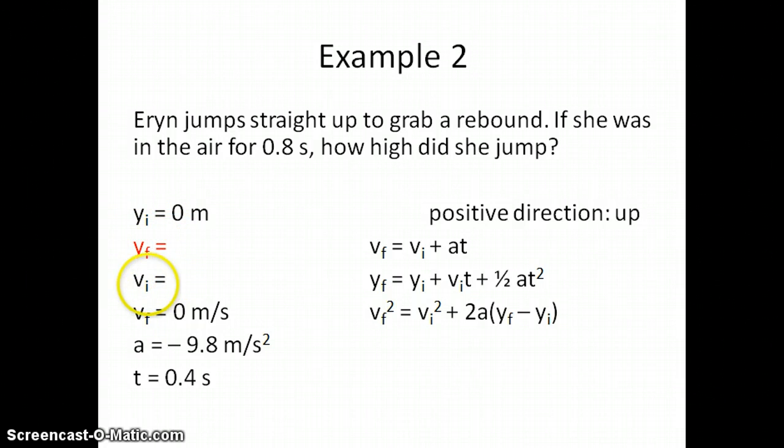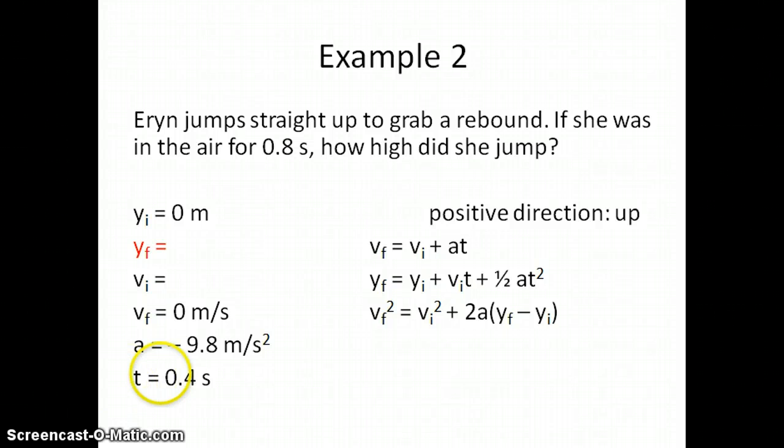Her initial velocity, we don't know, but we know at the top she's going to reach 0, right? Because at one point she's going to have to turn around and come back down. She can't just stay floating up there. And again, your acceleration is negative 9.8 meters per second squared. Always, always, always, right? And it's negative because we chose our positive direction to be up. Our acceleration is always going to be down. So depending on how you choose your coordinate system is going to tell you whether your acceleration is negative or positive.